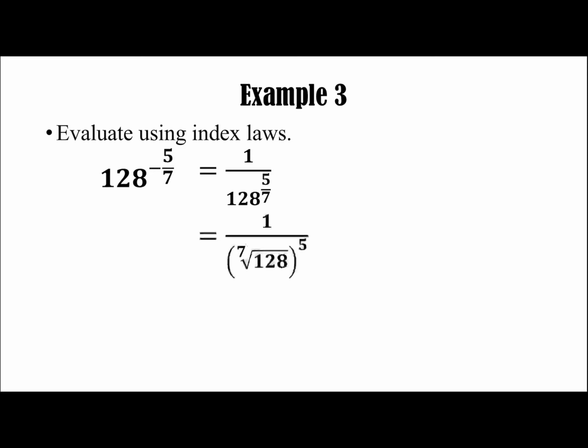So I could write the power outside because it makes it easier. 7th root of 128 is 2. So it's 2 to the power 5. 2 to the power 5 is 32. So it's 1 over 32.